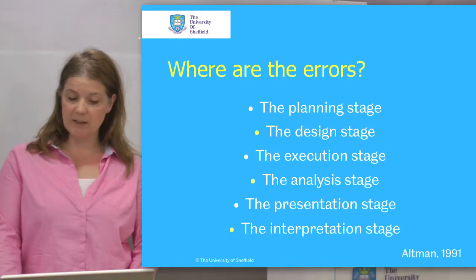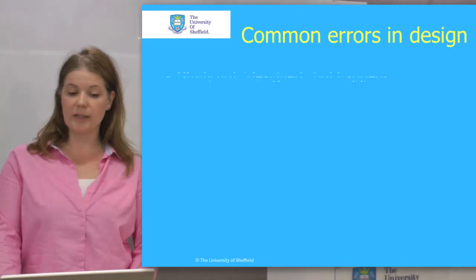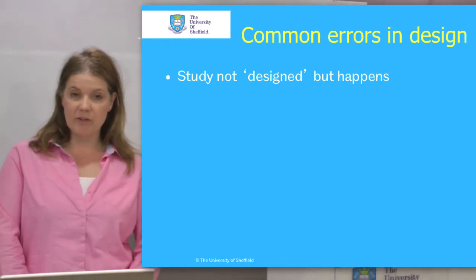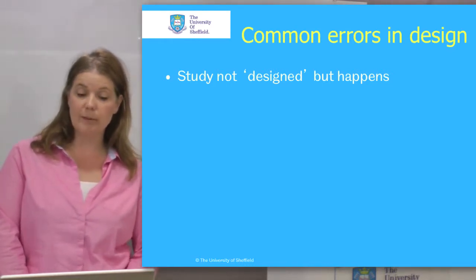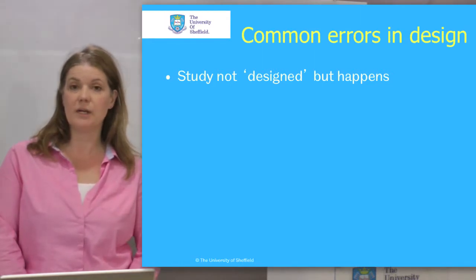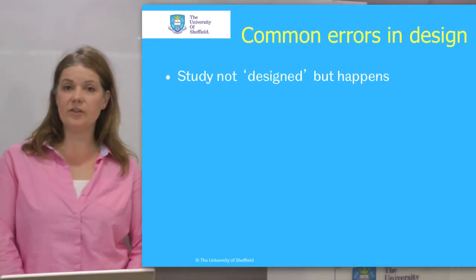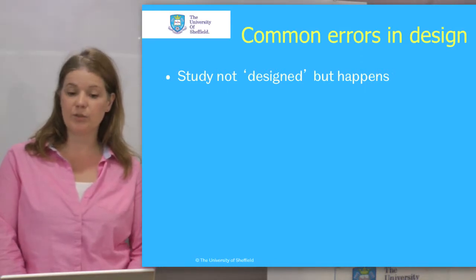So if we go to the design stage first, what are the common errors that we see in research design? The most common one, which is becoming more common, is that a study is not designed, but it just happens. The reason why this is becoming more common is that we're seeing a rise in secondary analysis of data sets. When you design a study, you usually have a primary objective and an outcome variable, and then you would analyze for that objective.